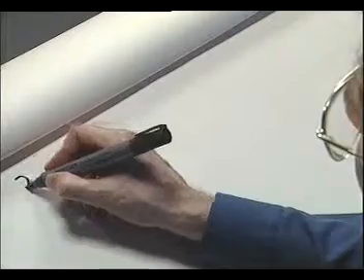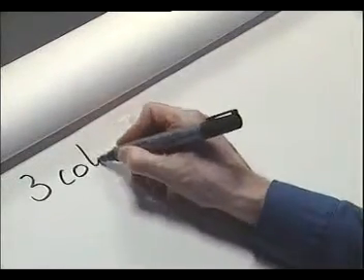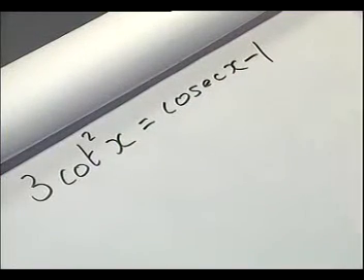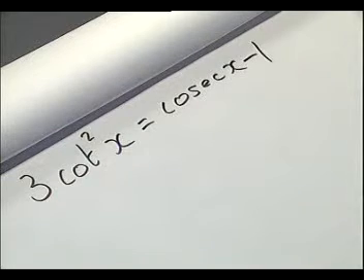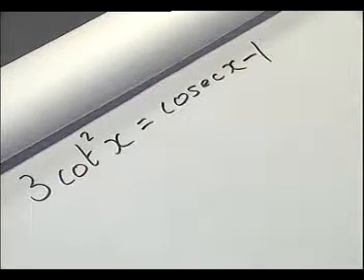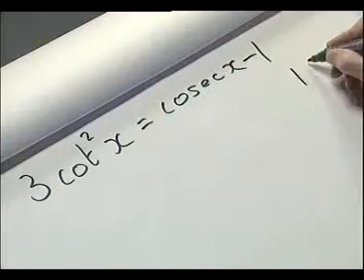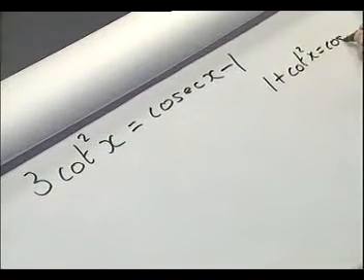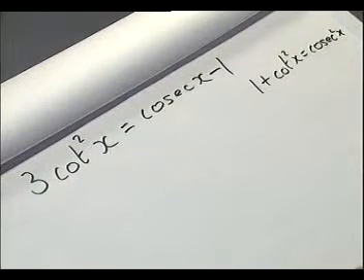So let's take another example. 3 cot squared x is equal to cosec x minus 1. So the identity that we want is the one that talks to us about cot squared and cosec squared. But which term should we replace? Now let's recall the identity is 1 plus cot squared x is cosec squared x.